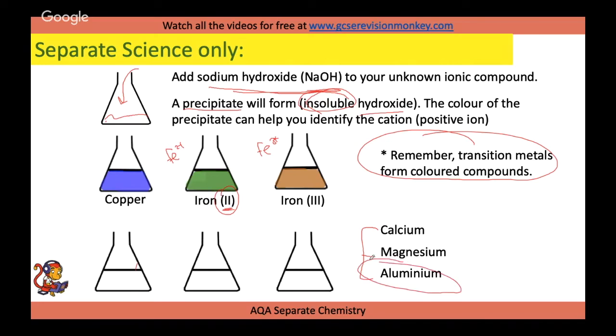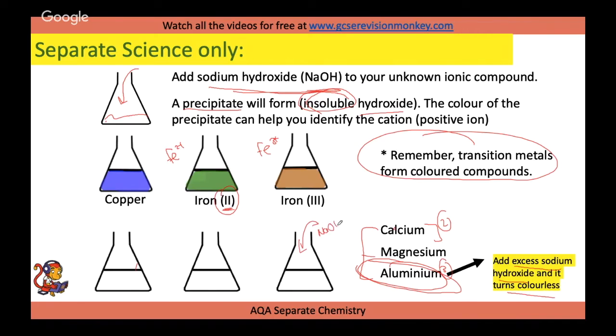Now with aluminium, this one is the odd one out of these two because calcium and magnesium are both in group 2. So this one's the odd one out because that's in group 3. So think about that one being the odd one out. And this is the one where if you add excess sodium hydroxide, it turns colourless. So if you got a white precipitate and you added more sodium hydroxide, the precipitate redissolves and it will turn colourless. So you know you've got aluminium. For the other two, you might have to do a flame test and see if it comes out as orange-red for calcium or not.